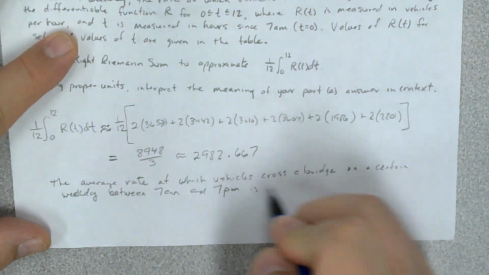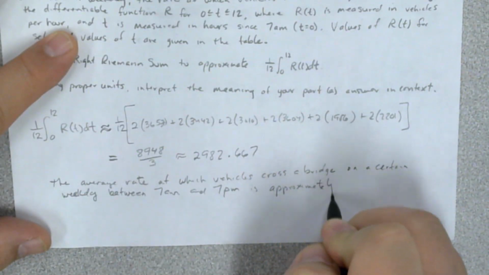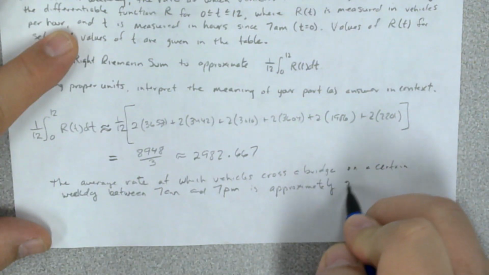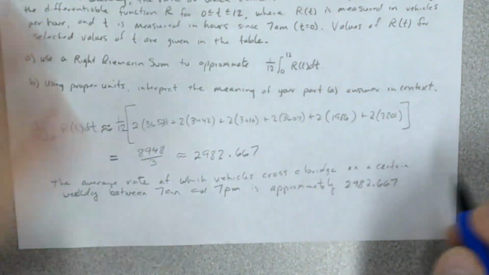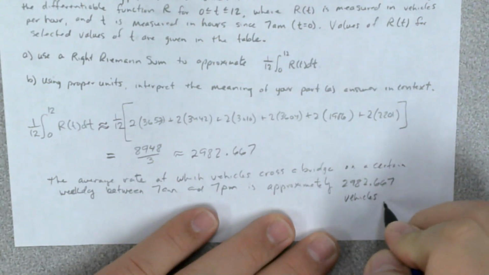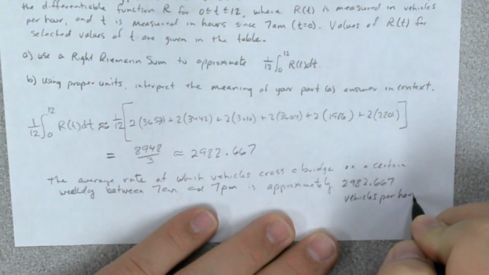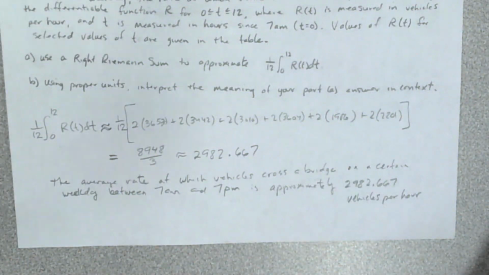And it is approximately 2982.667 vehicles per hour. So that is your answer in context. Okay, let's look at some more information.